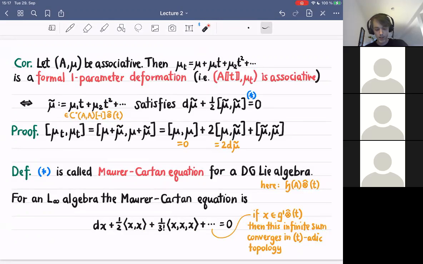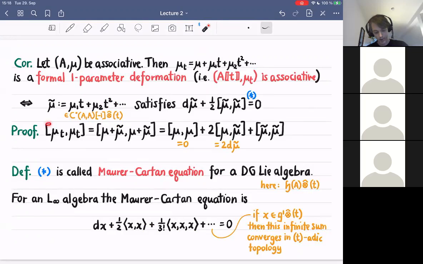And so this is associative. Then this is a deformation if and only if this term you've added on, mu tilde, as I denoted it, which is mu_1 t, and then there's a term in t squared, and so on, satisfies this equation here: d mu tilde plus a half of mu tilde bracket mu tilde is 0. And this just follows by multiplying out the brackets.